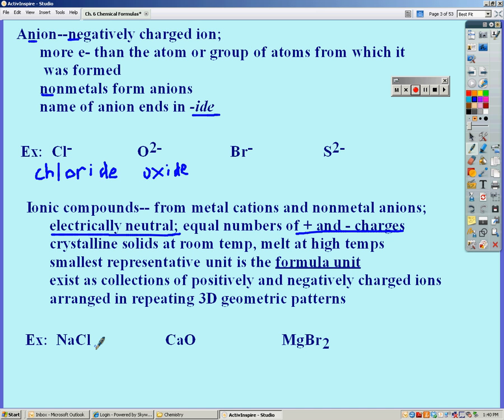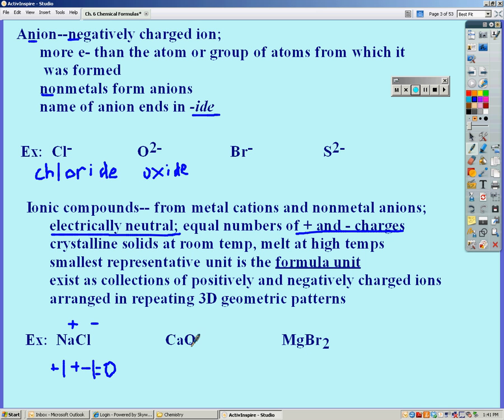Okay, so NaCl is a 1-to-1 ratio because sodium is a positively charged ion of a +1, chlorine is a negatively charged ion, and so a +1 plus a -1 gives me 0. So we only need one of each ion. And to name them, you just put their two names together. This is sodium, and now this is an ion, so it's chloride. Sodium chloride.